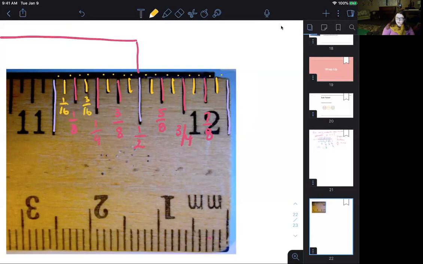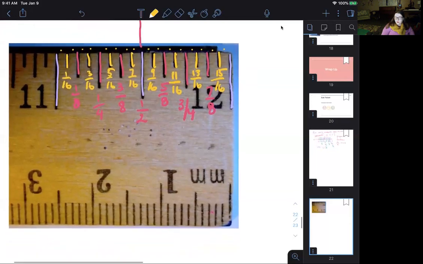3/16, 4/16, 5/16, 6/16, 7/16, 8/16 would be 1/2, 9/16, 10/16, 11/16, 12, 13/16, 14, and then 15/16. And like I said, 16/16 would give us the whole. So that's how we use a ruler to measure.